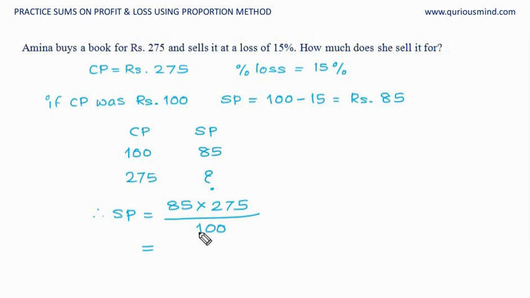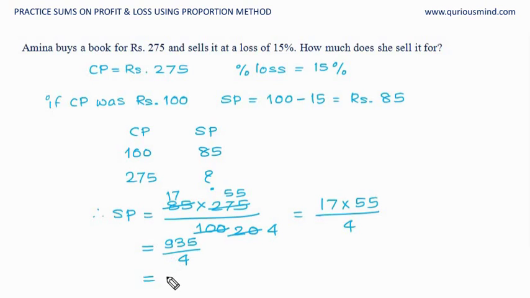So let's divide. 5 20s are 100 and 5 17s are 85. Now here again 5 4s are 20 and 5 5s are 25. 2 remains, 5 5s are 25. So that gives us 17 multiplied by 55 upon 4, which is equal to 17 5s are 85, carry forward 8, 17 5s are 85 and 8, 93. 935 upon 4. So that gives us 4 2s are 8, 2, 1 and 3, 13, 4 3s are 12, 1 and 5, 15, 4 3s are 12, 3 upon 4, which is 0.75.